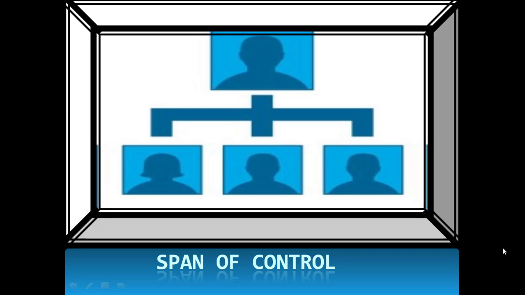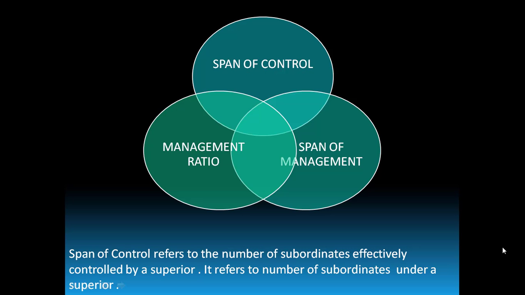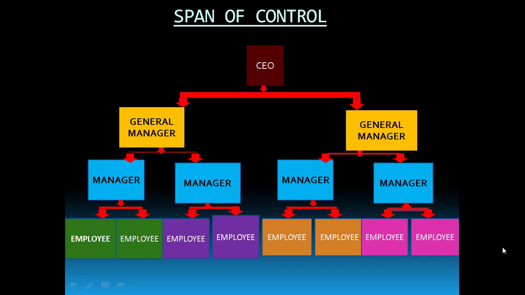In this video, I'm going to discuss span of control. Span of control, which is also known as span of management or management ratio, basically refers to the number of subordinates that can be effectively controlled by the superior. So, it refers to the number of subordinates under a superior that can be effectively controlled and managed by the superior. Now, this is a diagrammatic representation of span of control in an organization.